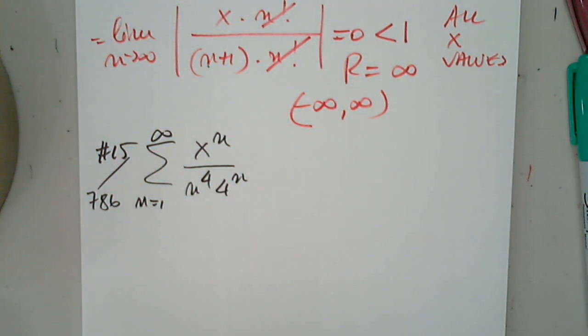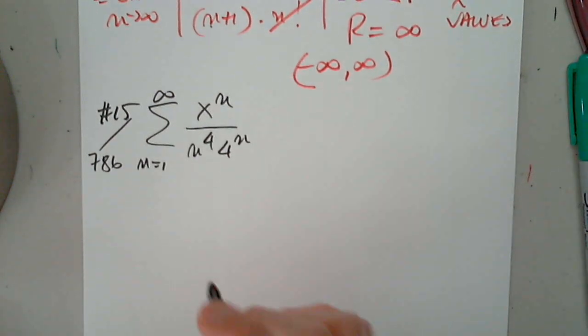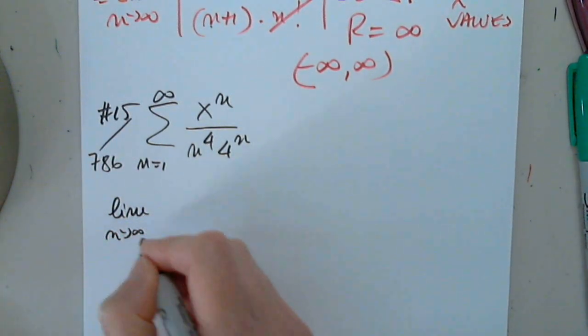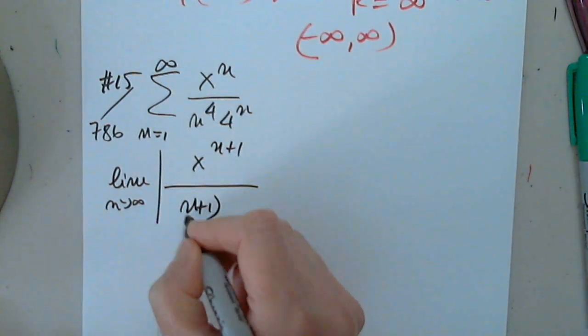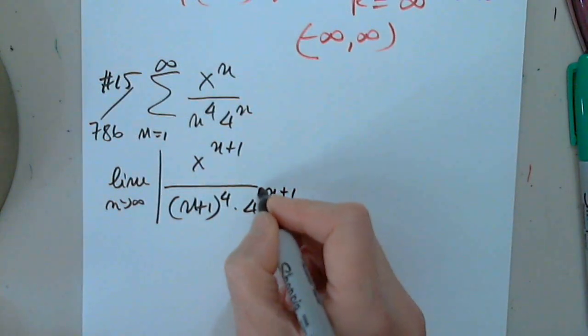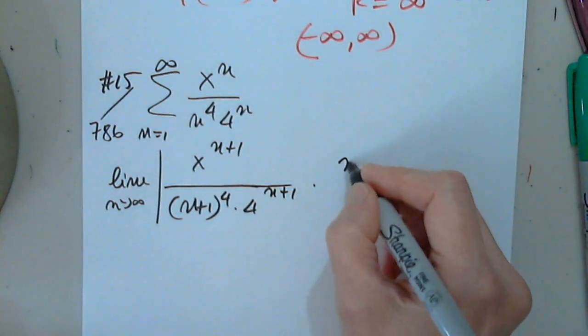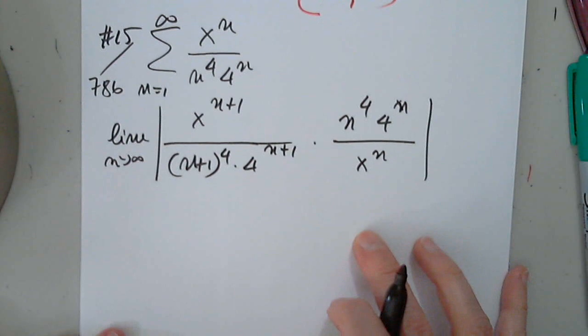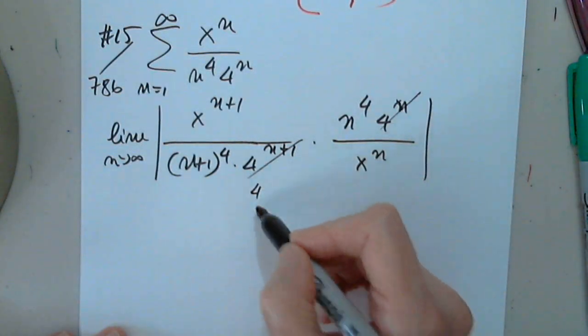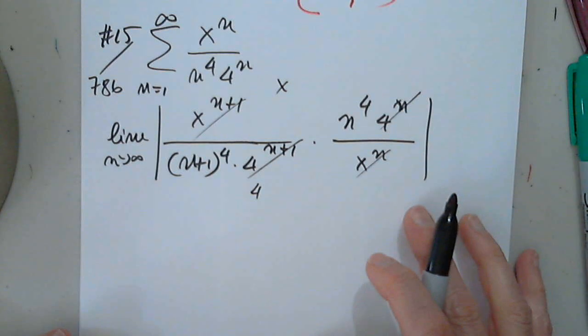Okay, so again, we are going to use the ratio test, and always remember to check the endpoints. So the limit as n approaches infinity of x to the n plus first, over n plus 1 to the 4th power, 4 to the n plus first power, and then flip: n to the 4th, 4 to the nth, over x to the nth power. Okay, so let's see what we get here. I'll simplify and get a 4 here, and an x at the top.